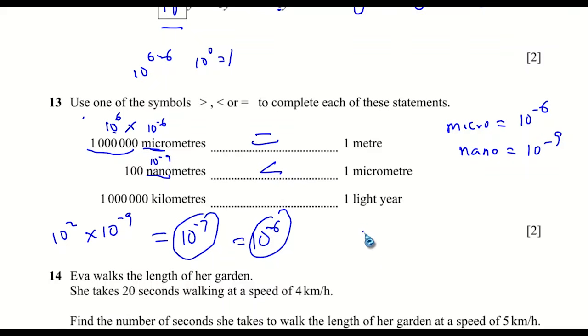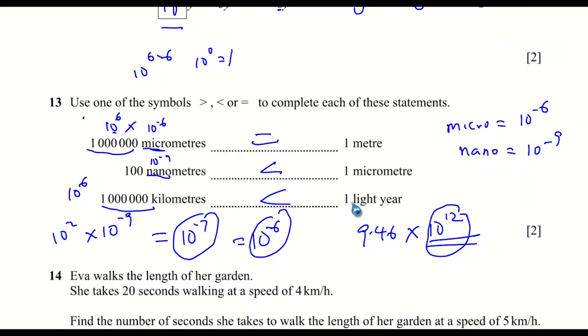So it is about 9.46 times 10 to the power of 12, okay. So this is what you have. And what you have here is 10 to the power of 6. Even with this alone, 10 to the power of 12, so you know that this is less than this, okay.